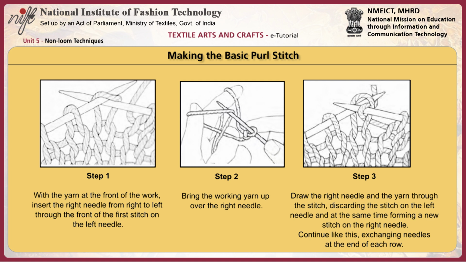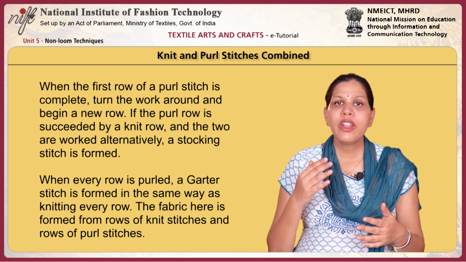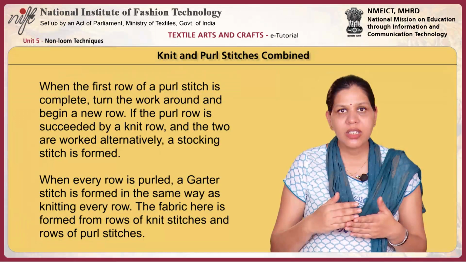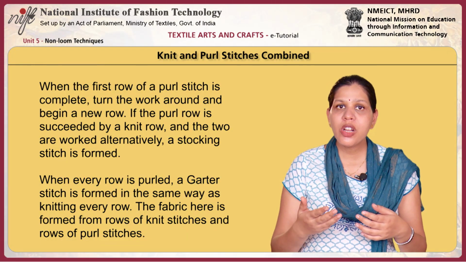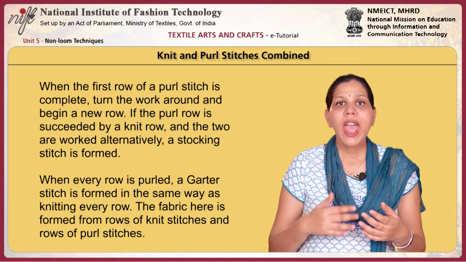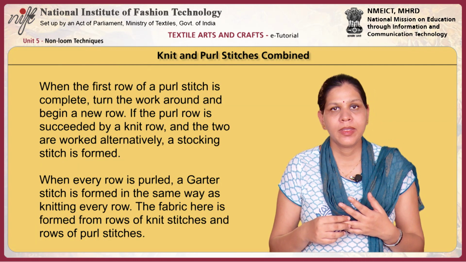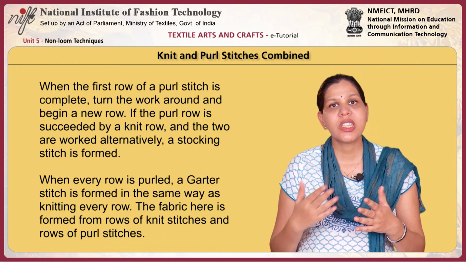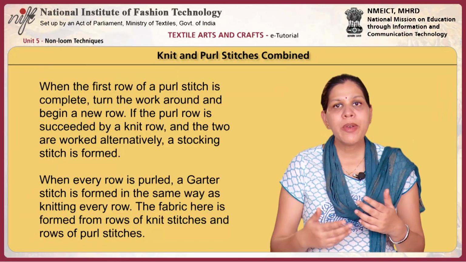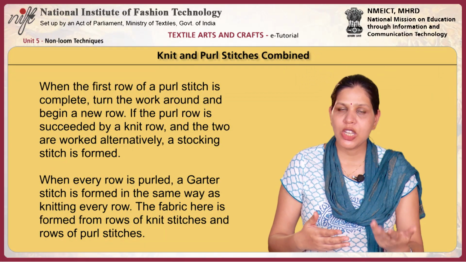Continue like this, exchanging needles at the end of each row. This is a basic stitch. When the first row of a purl stitch is complete, turn the work around and begin a new row. If the purl row is succeeded by a knit row and the two are worked alternatively, a stocking stitch is formed. When every row is purled, a garter stitch is formed in the same way as knitting every row. The fabric shown here is formed from rows of knit stitches and rows of purl stitches.